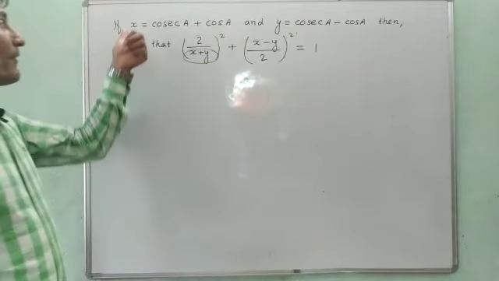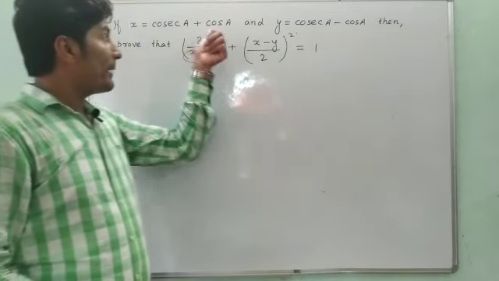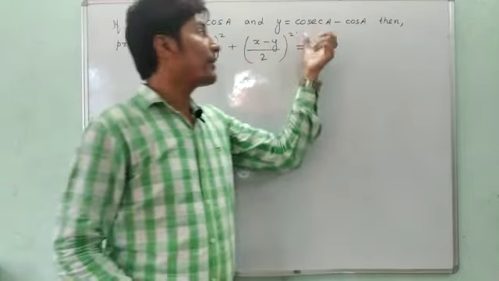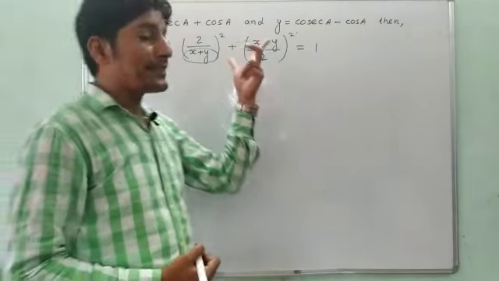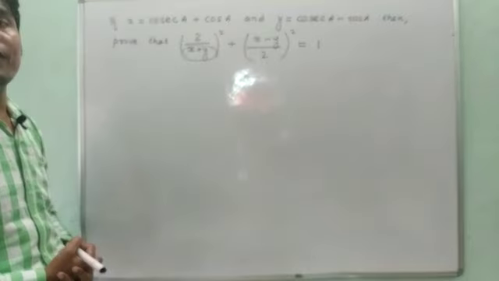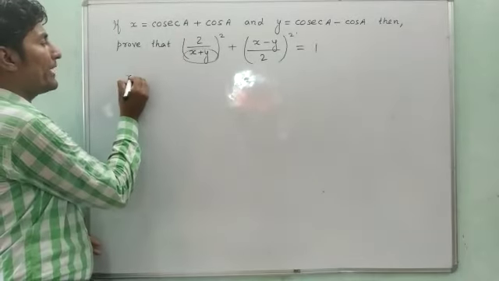First of all, we must find the value of x plus y. Since the value of x is already given, cosec a plus cos a, and the value of y is given, cosec a minus cos a, on the basis of the values of x and y we must first find the value of x plus y. So let us see how to find x plus y.